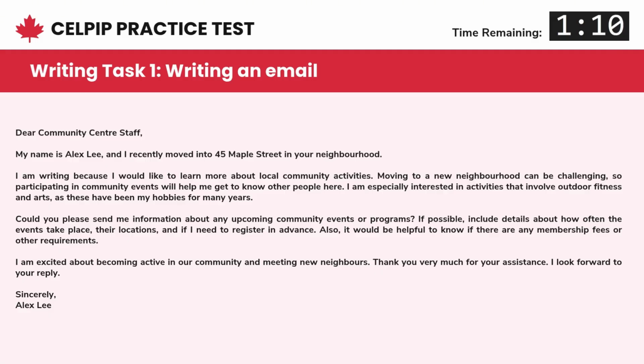For instance, it clearly provides the writer's name and address, explains the writer's interest in community activities, and requests information about upcoming events. The structure of the email is very clear and suitable for formal communication. It begins politely with a greeting, "Dear Community Center staff," and has short, clear paragraphs each focused on one idea.